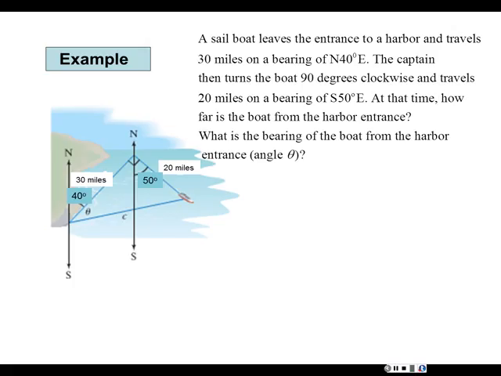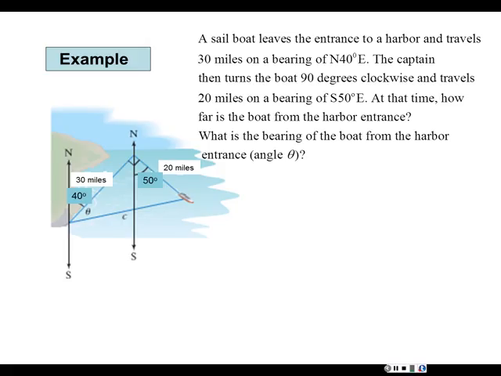Because if you look at this triangle, this is a right triangle, 90 degree created here, and small c is your hypotenuse, and you are trying to find small c while the other two sides are given. So the best approach would be the Pythagorean theorem, where the square of the hypotenuse is equal to the sum of the squares of the other two sides, which we already know. The other two sides are 30 miles and 20 miles.